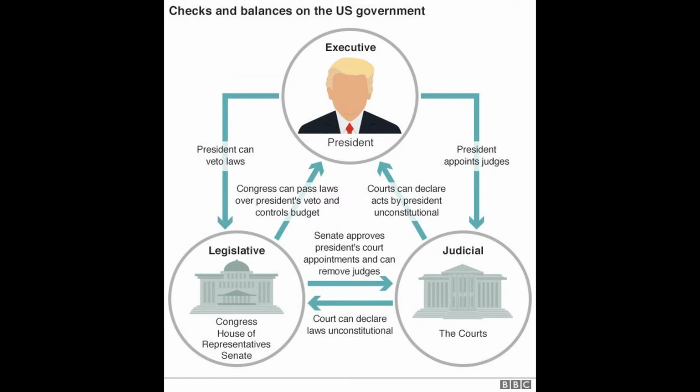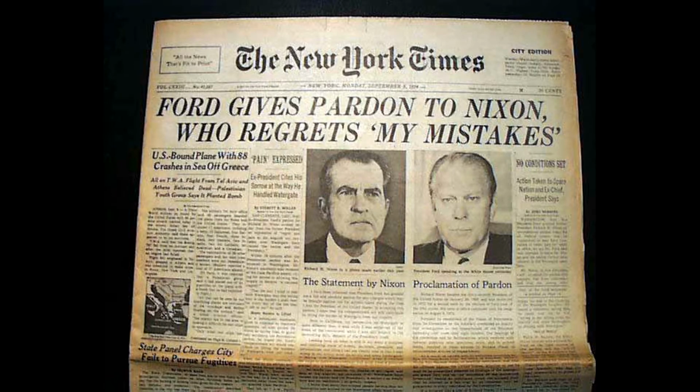Watergate and Ford's pardon of Nixon caused a divide and loss of trust for the Republican Party and government as a whole. This led to the election of Jimmy Carter, a common man against politics, and a Democrat.